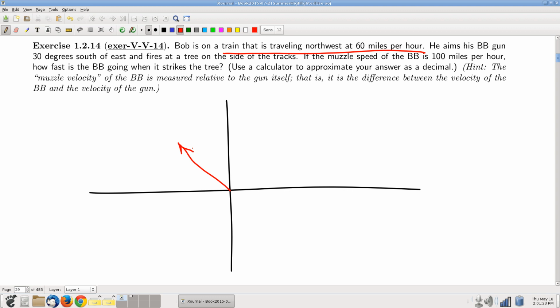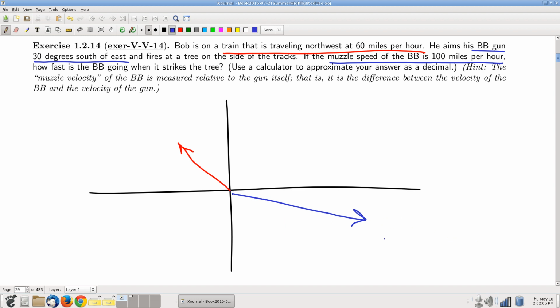Now the BB gun, he's aiming at 30 degrees south of east. So the BB gun, 30 degrees south of east, and he fires, and the muzzle speed is 100 miles per hour. All right, so 30 degrees south of east, there's east, right? 30 degrees south of east is like that. So that's 30 degrees. And 100 miles an hour means, I'm just going to try to draw this roughly to scale, maybe something like that. Cool? Everybody happy?